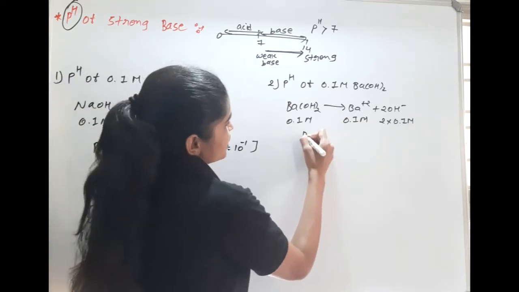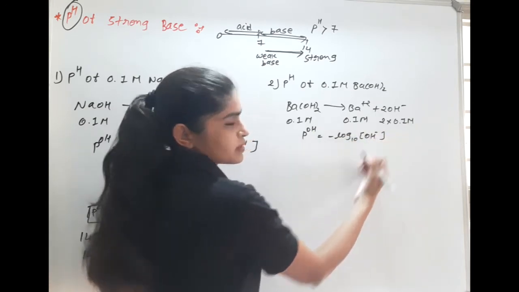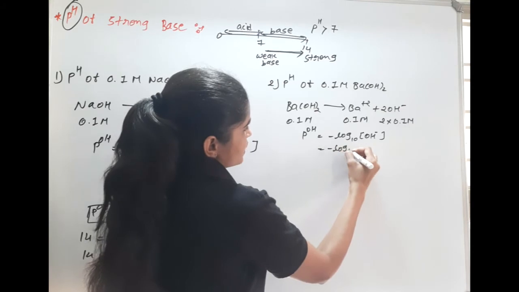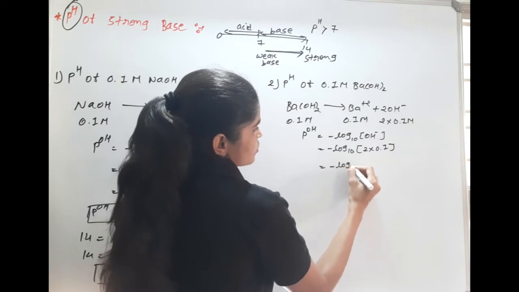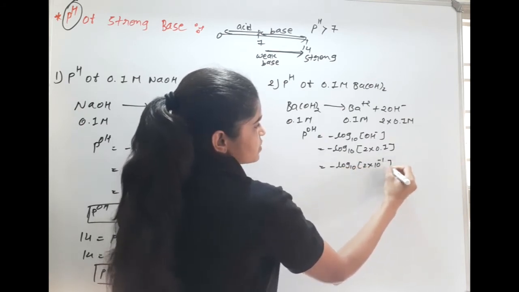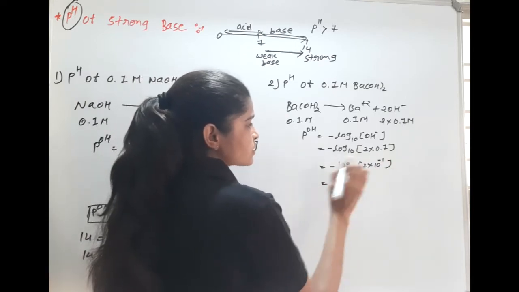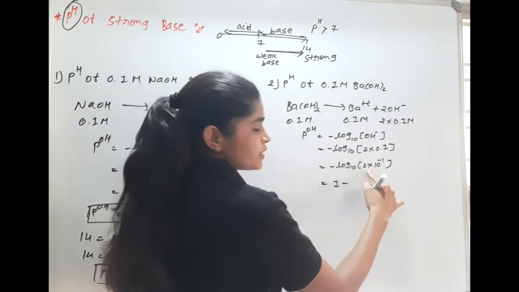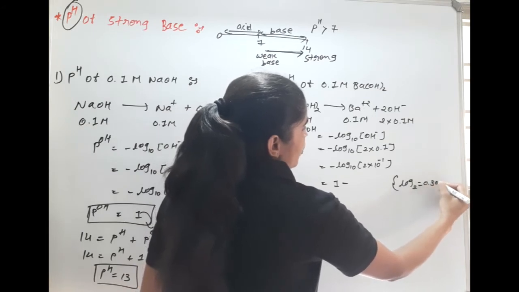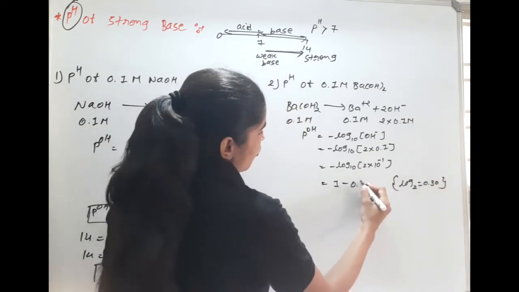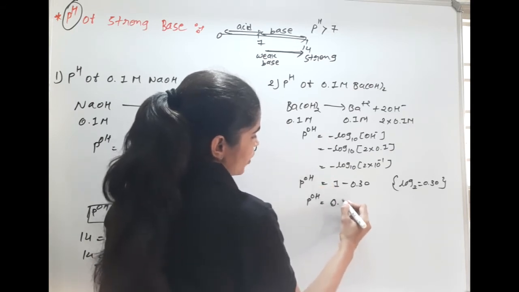Then find the pH. pOH is equal to minus log10 of OH-. The OH- value is 2 times 0.1 molar, so minus log10 of 2 times 10 raised to minus 1. This gives minus 1 times minus 1, plus 1, and log10 of 10 is 1. Next is minus log 2, and minus log 2 is equal to 0.30. So pOH is 0.70.